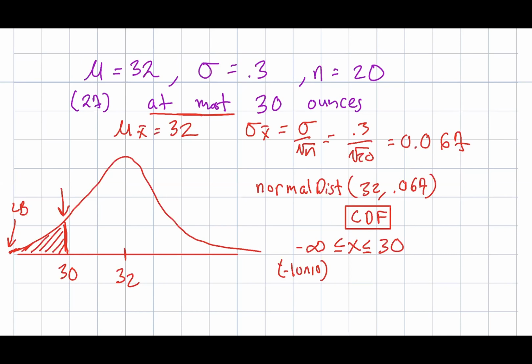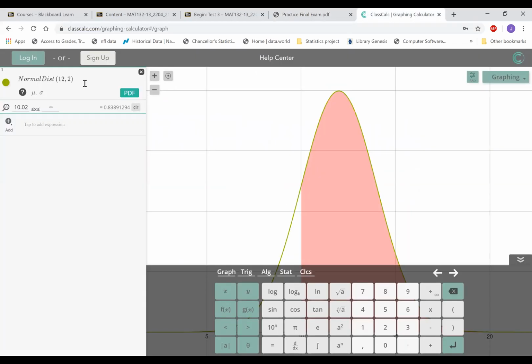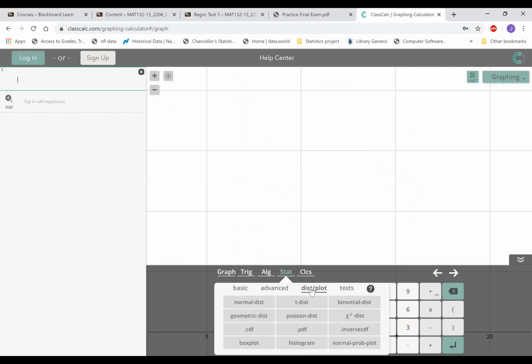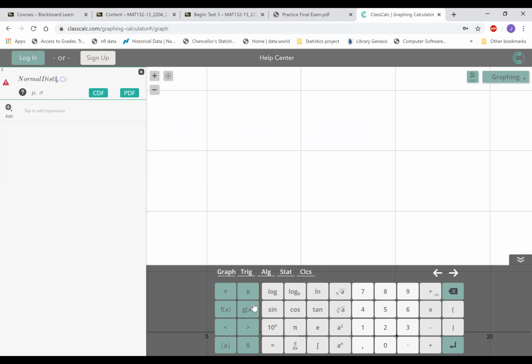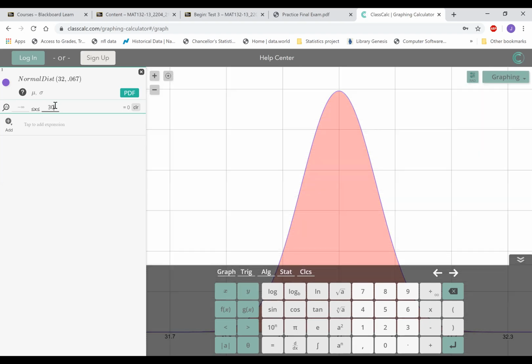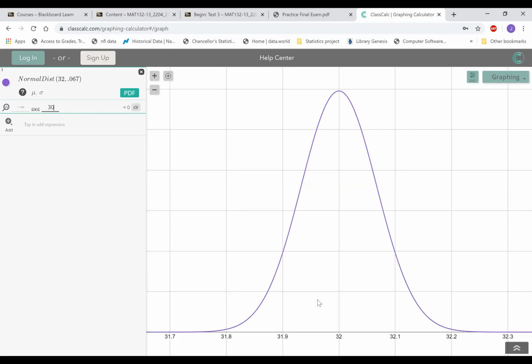All right, so what I'm going to go ahead and do, transition over to class calc. Let me erase this. On class calc, you want to go to stats, you want to go distribution, and you want to do a normal distribution. So for the normal distribution, mu is equal to 32. Sigma is equal to 0.067. You want to select CDF. And for the lower bound, it's negative infinity, so that's perfectly fine. But the upper bound has to be 30, so let's change that to 30. Right. So if you look at this drawing, it says that this is equal to 0. So for this one, you put 0. And that's your final answer for that one. So the final answer for number 27 should be 0.